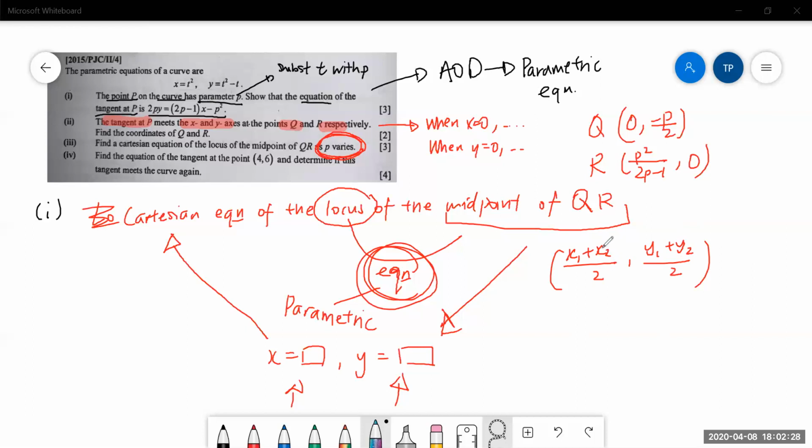From here you will have the x component of the parametric equation, and over here you will have the y component of the parametric equation. Then from here you can convert it into a Cartesian equation, and that's what the question wants. This has always been the setup. There are no other ways to do this.